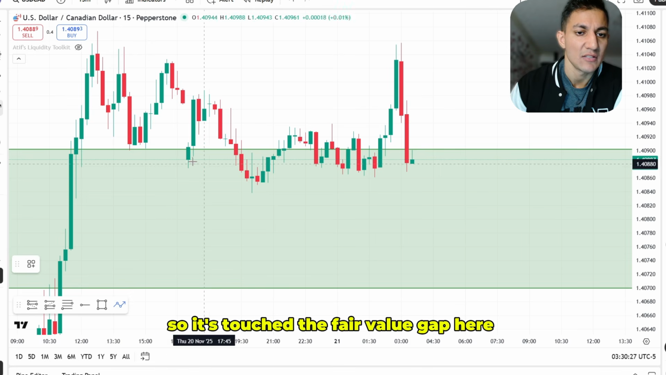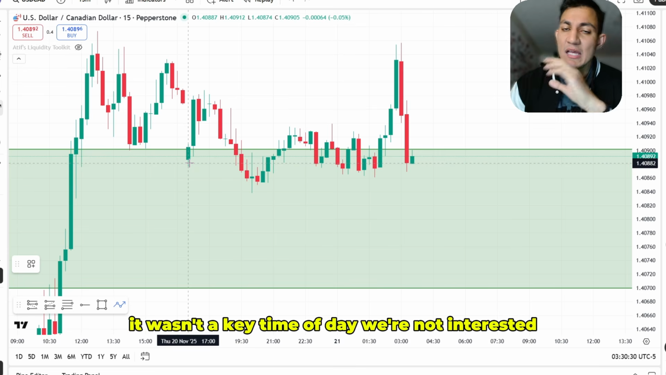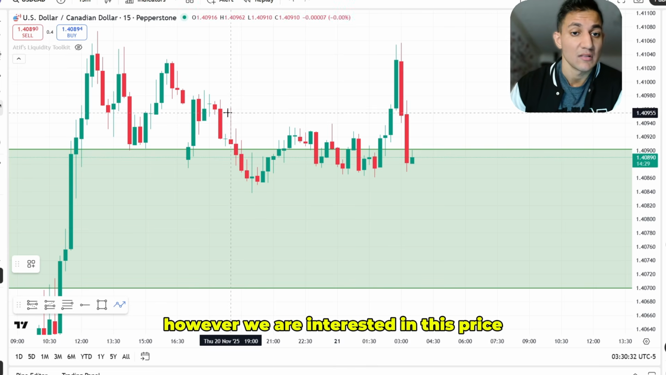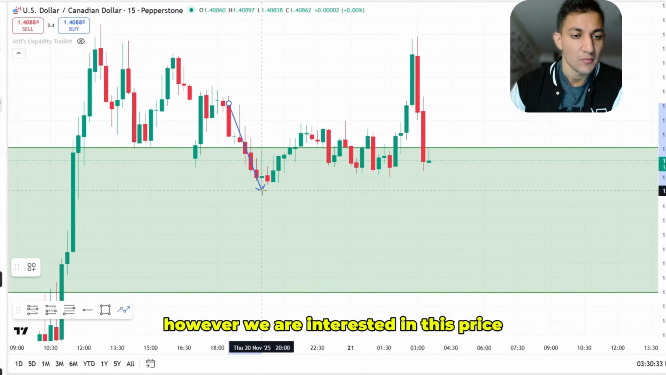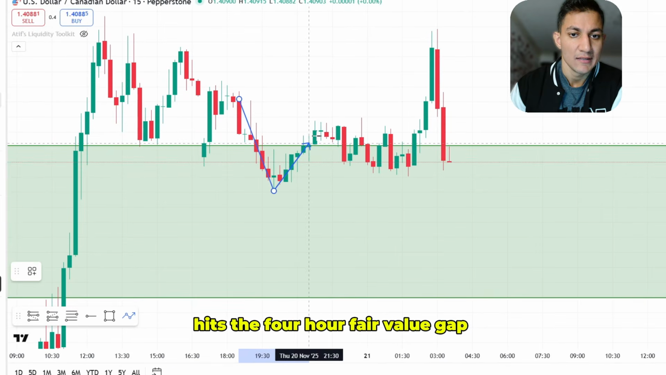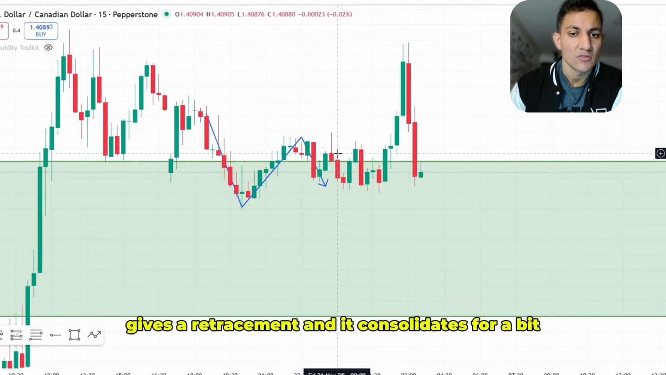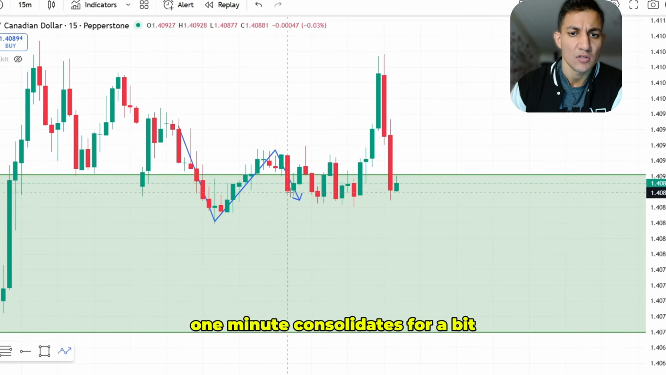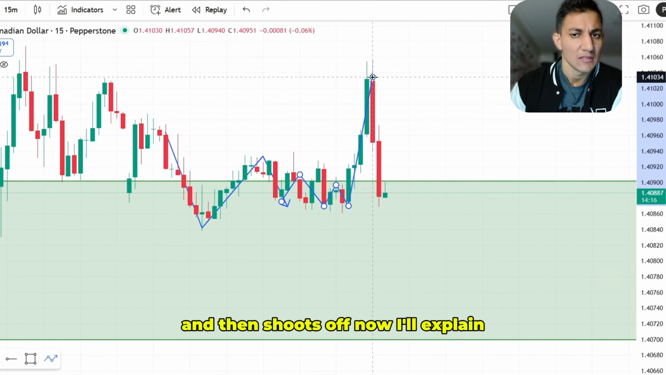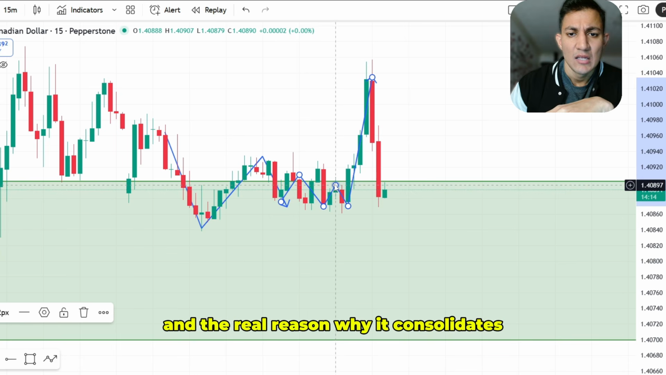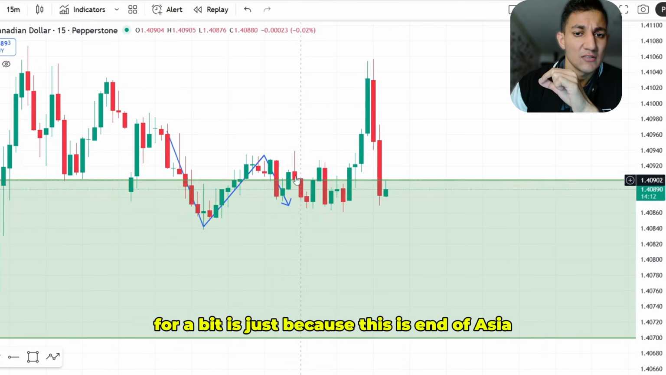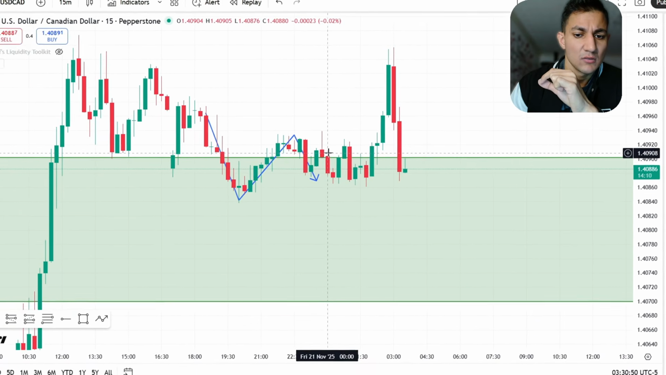So right here, we really care about, okay, what is price actually going to do? So it's touched the fair value gap here, but it was a new day opening gap. It wasn't a key time of day. We're not interested. However, we are interested in this. Price hits the 4-hour fair value gap, starts to shoot off, gives us a retracement, and then consolidates for a bit, and then shoots off.